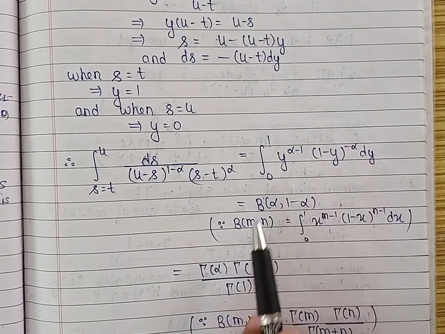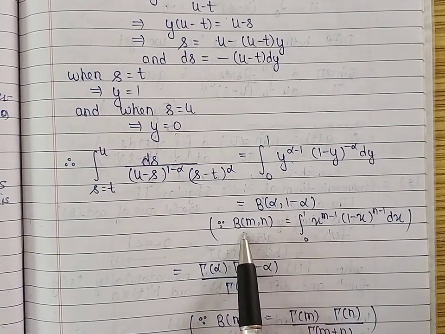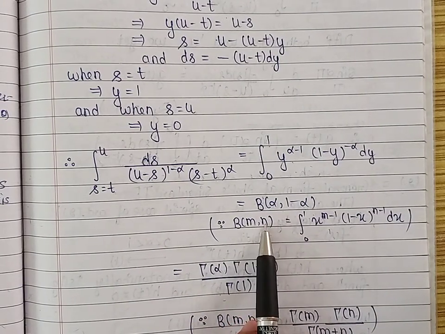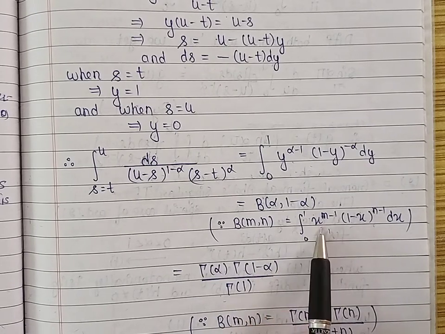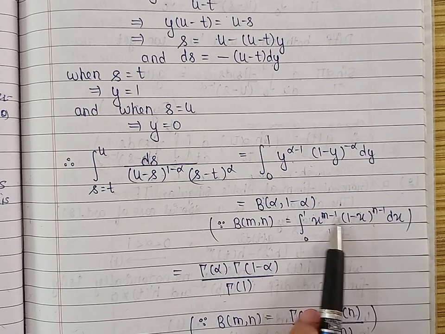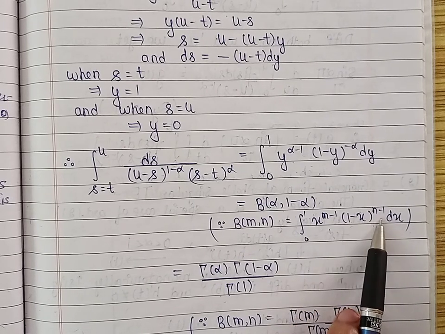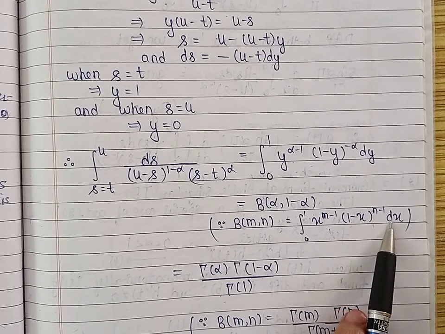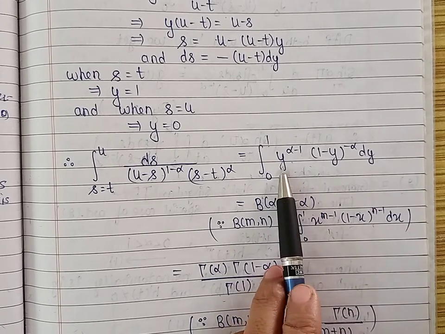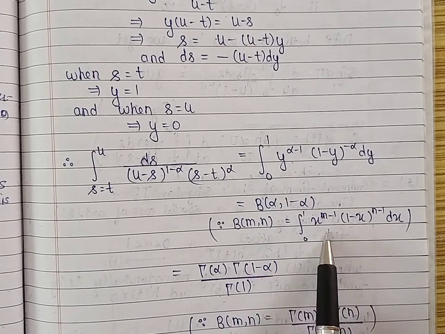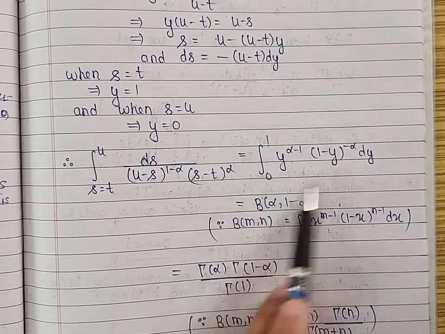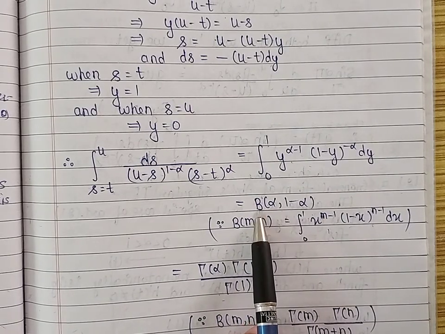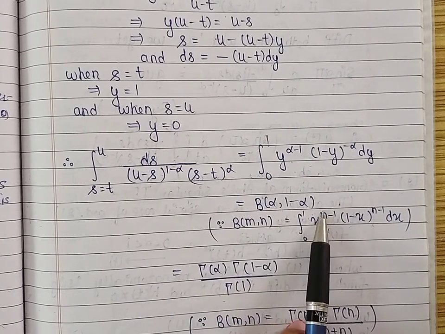Now as we know by definition, the beta function, which is a function of m and n, is defined by the integral from 0 to 1 of x raised to the power m minus 1 into (1 minus x) raised to the power n minus 1 dx. Comparing this integral with the definition of the beta function, here our m and n are alpha and 1 minus alpha. So this integral becomes beta of alpha and 1 minus alpha.